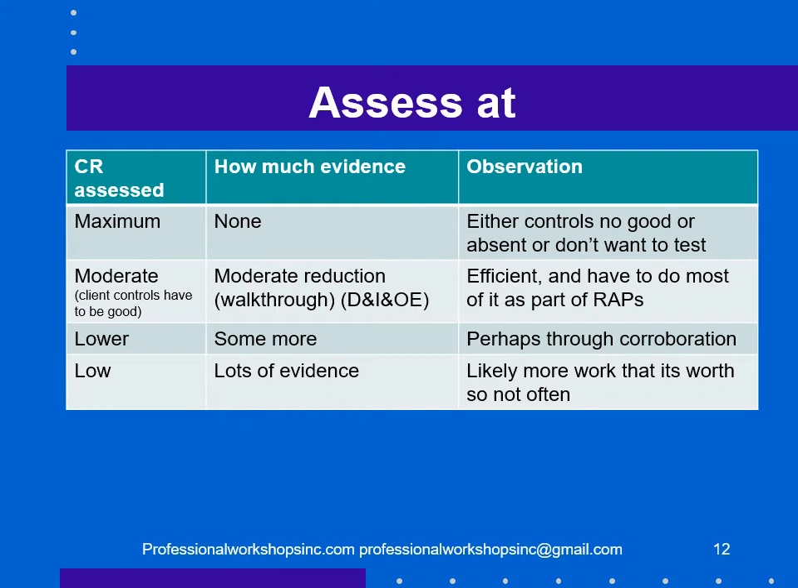Now, control risk. Let's say we assess control risk at maximum. And we now need to do that because we're required to do that. We have to assess it at something. So if we assess it at maximum, we are getting no evidence. That's fine. And that's a strategic choice. Either controls are no good, or maybe they're absent.